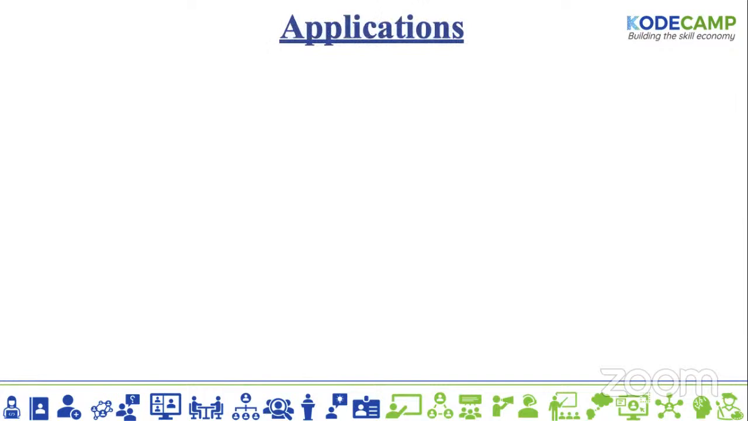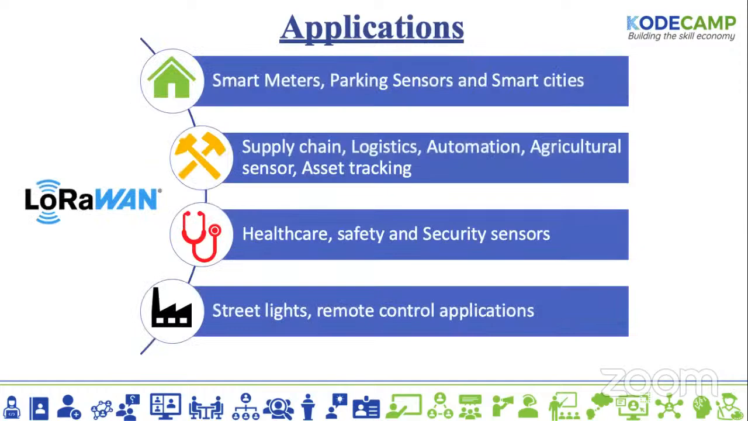So the applications of LoRaWAN are just very great, and I'm going to mention just a few. You have them in homes, in industries, in health, in environment. For homes, you can use them for smart meters, parking sensors, smart cities. There are a whole lot of things you can do. You can also use it maybe for tracking at home.